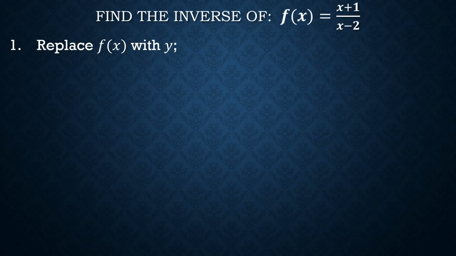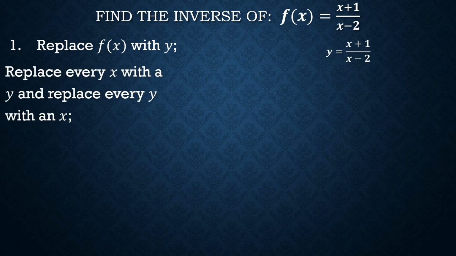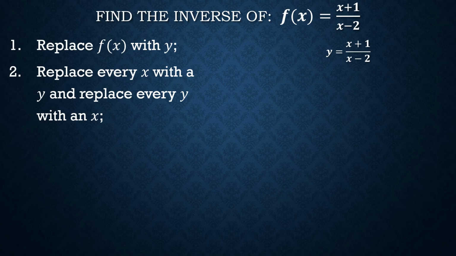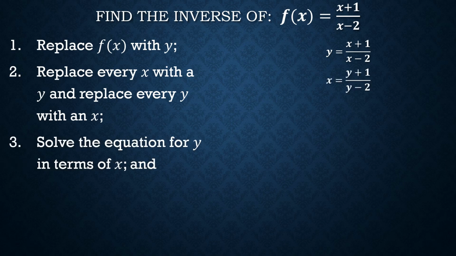Another example. Find the inverse of f of x equals x plus 1 all over x minus 2. Okay, so first step, replace natin, magiging y equals x plus 1 all over x minus 2. Lahat ng y gawing x, lahat ng x gawing y. So, x equals y plus 1 all over y minus 2.